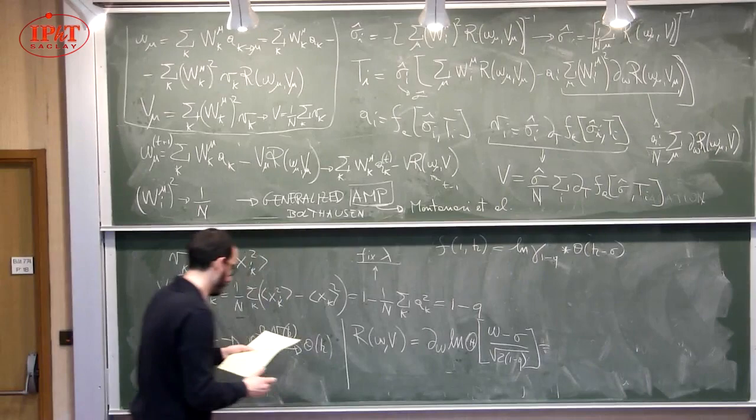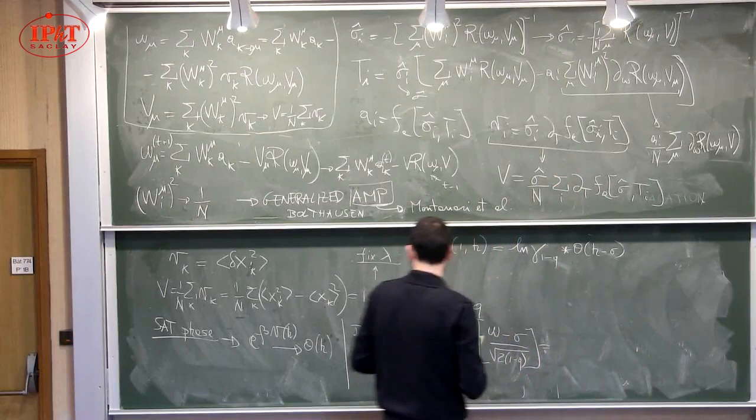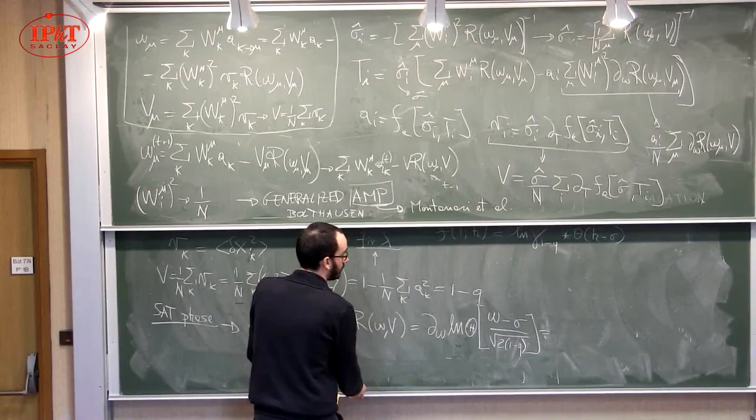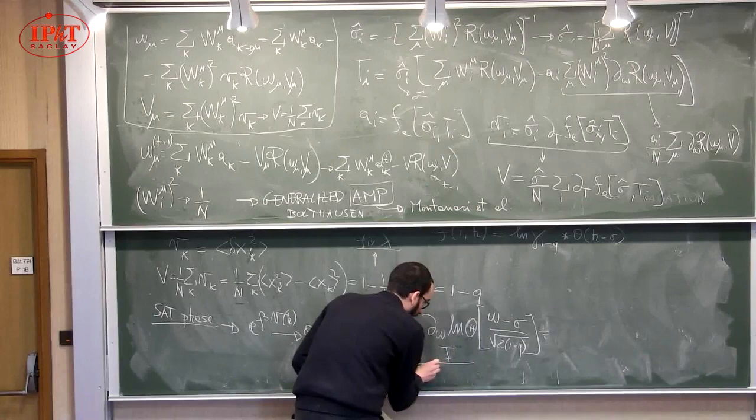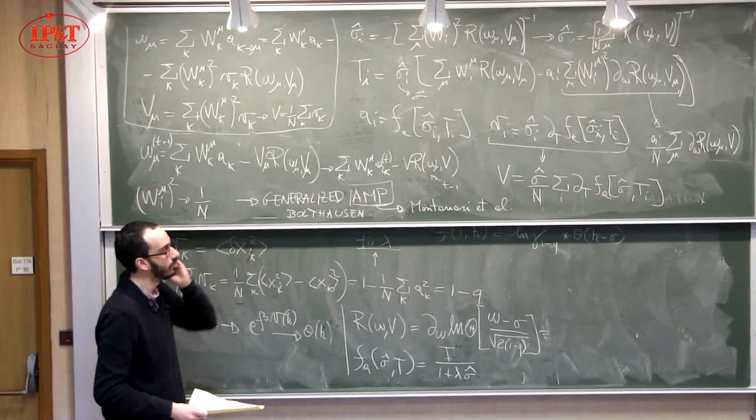Okay, then this function here, f_a of sigma and t, is just t over 1 plus lambda hat sigma. So these are computed by definition.